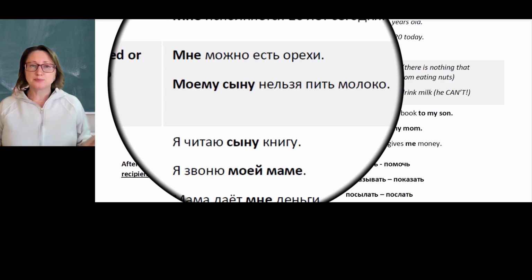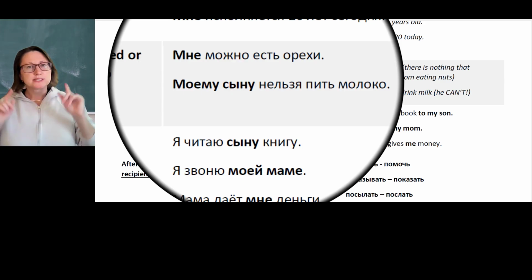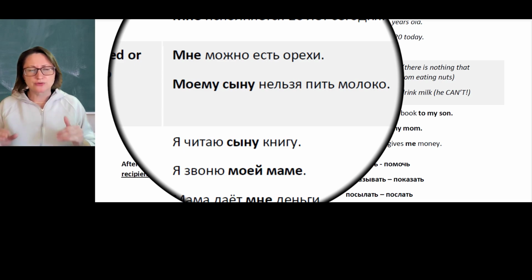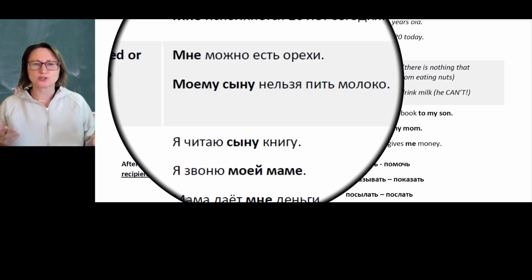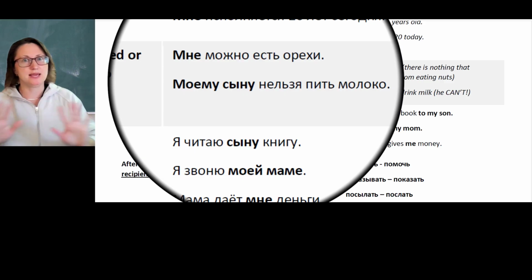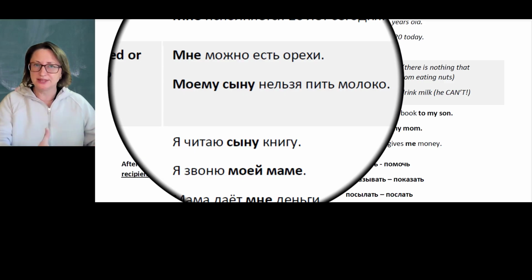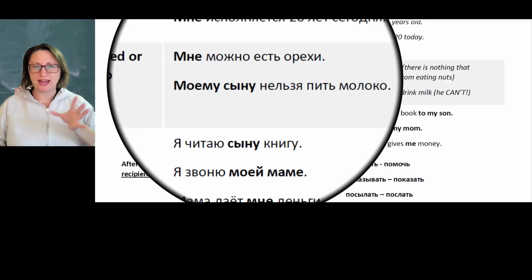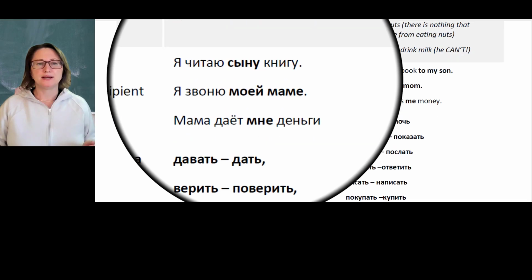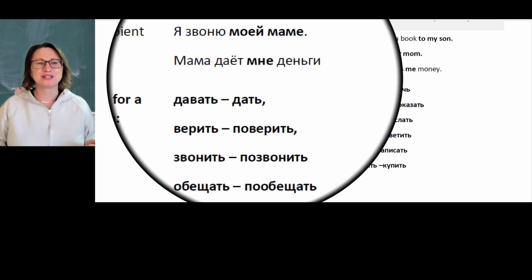Like, there is nothing that prohibits me from eating nuts. Моему сыну нельзя пить молоко. If a Russian hears it, they know, oh, there must be some allergic reaction to milk or lactose intolerance. Like, they cannot, because there is some explanation to it. Okay. So, мне можно, мне нельзя. Allowed, not allowed, can, cannot, in the context of having some kind of a permission or not having some kind of a permission.